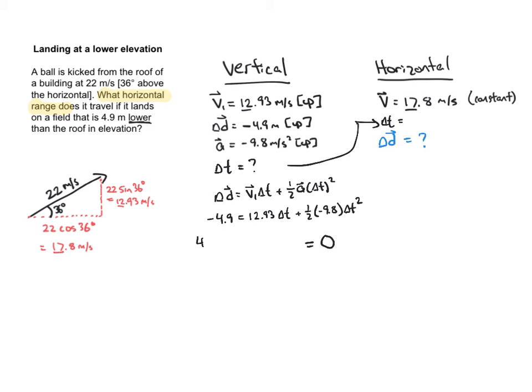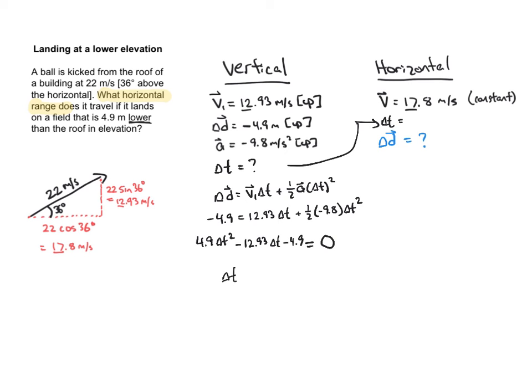It'll be positive 4.9 t squared. And then I will move 12.93 delta t over. That'll become negative 12.93 delta t. And I will keep minus 4.9 on the left side. Okay, so now I have one side 0. I can go ahead and use the quadratic formula.